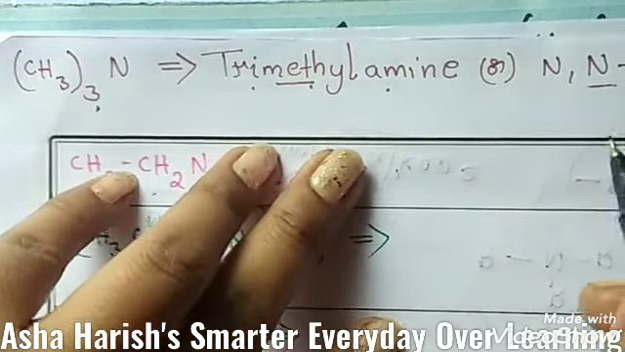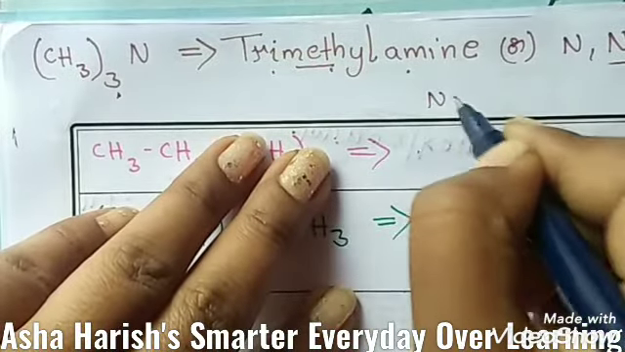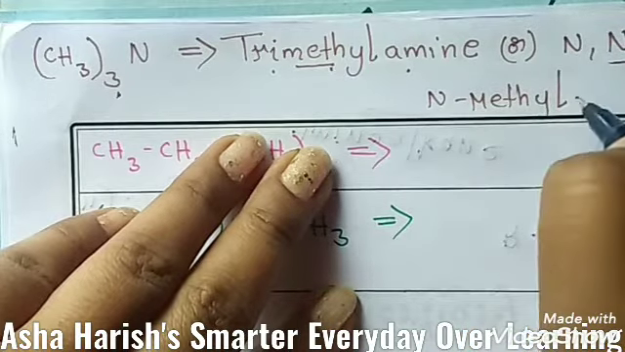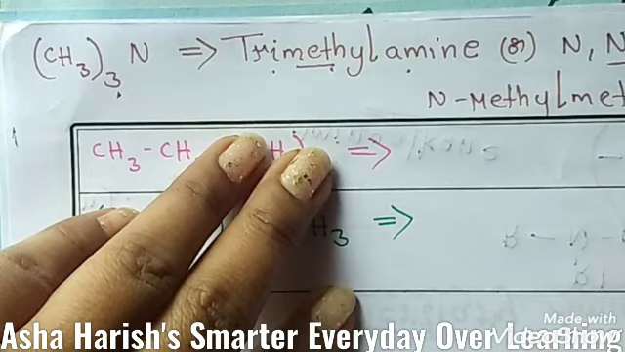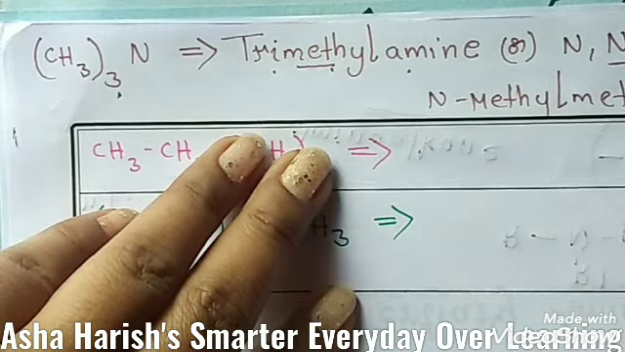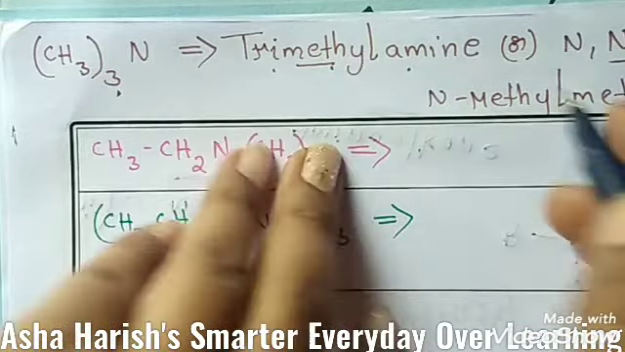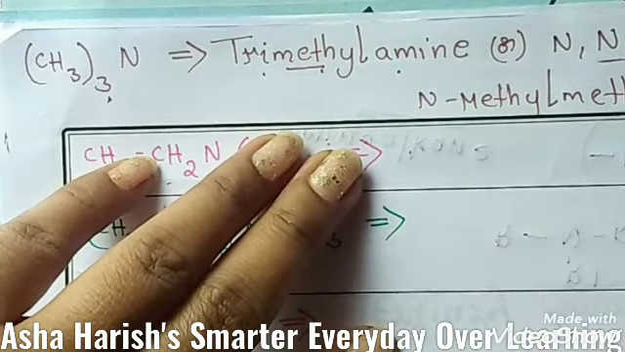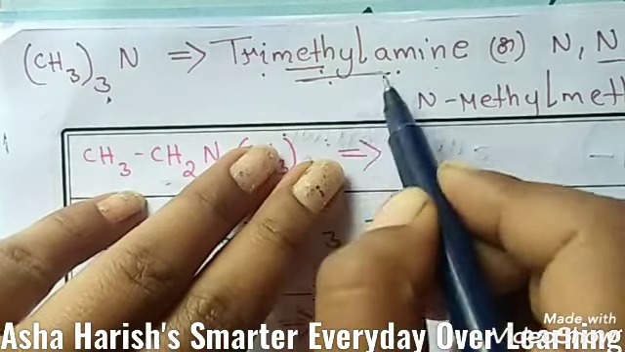And the IUPAC name for this, how can we represent it here? N-methyl, already a methyl group is located, N-methylmethanamine. Sorry, here you can see trimethylamine. Okay, this is the correct one.